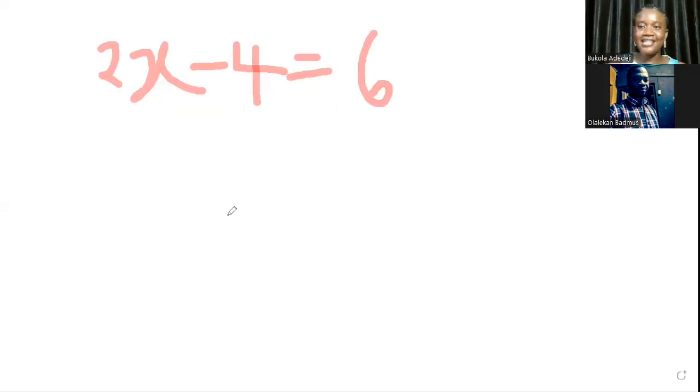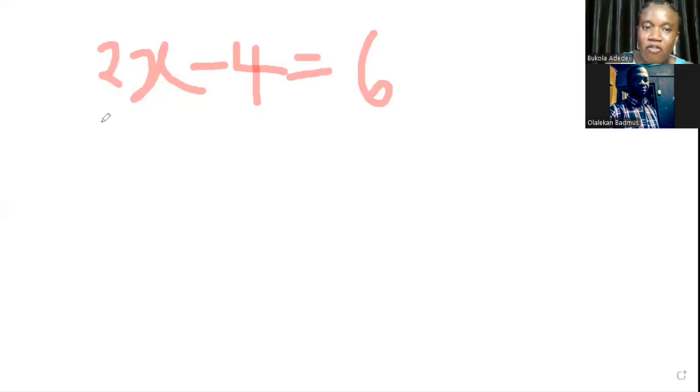Now, this is a little bit higher than the last one we did, right? Because in the last one, there was no coefficient of x. The coefficient of x was just 1, right? But here we have the coefficient of x, that's the number before x, to be 2. Now, we're still going to apply the same rule, but we go a little bit higher here.